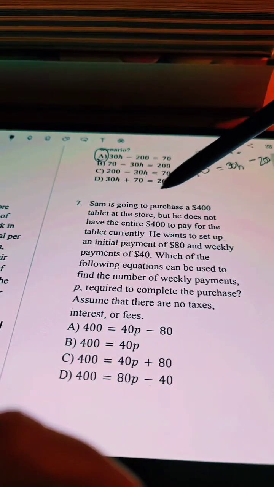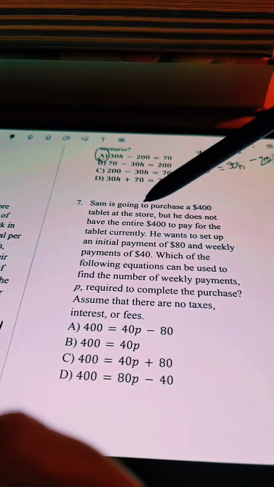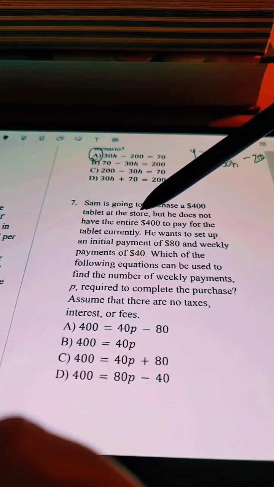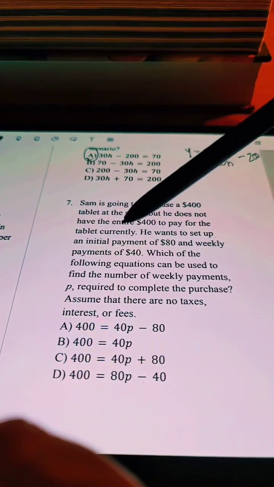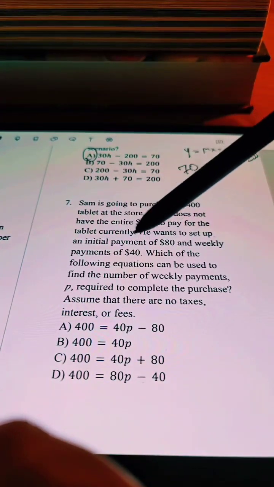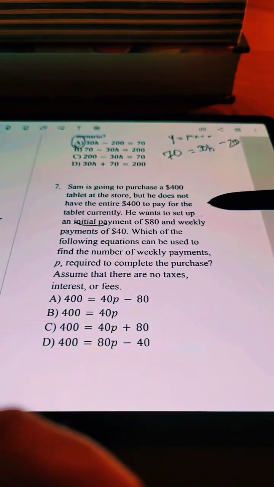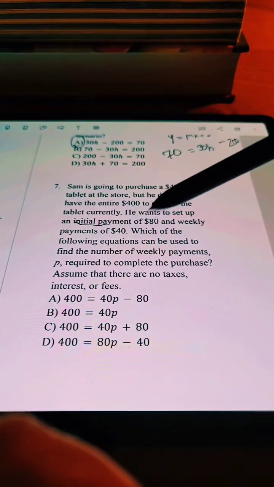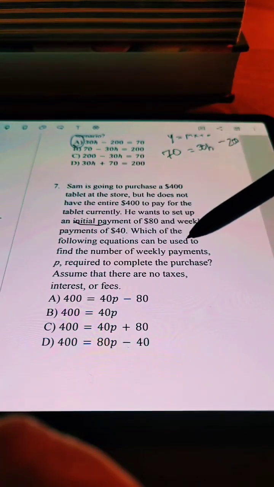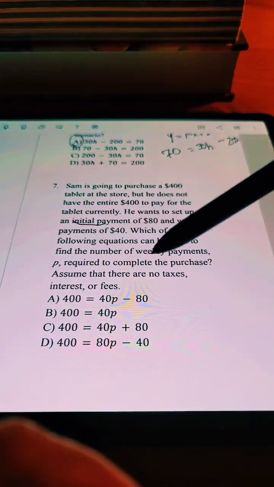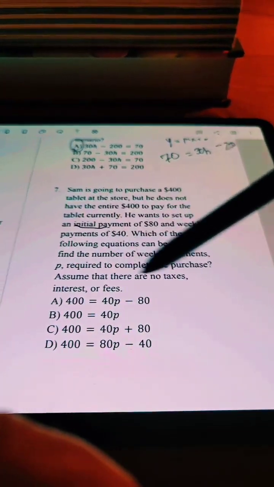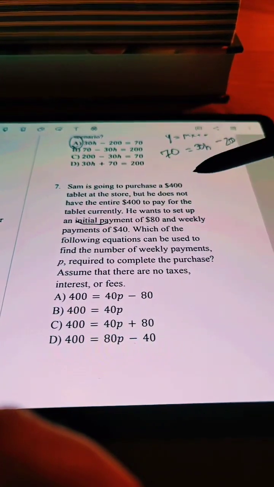So number 7, Sam is going to purchase a $400 tablet at the store, but he does not have the entire $400 to pay for the tablet. Currently, he wants to set up an initial payment, again, that word initial, you're going to see these keywords a lot, of $80 and weekly payments of $40. Which of the following equations can be used to find the number of weekly payments, P, required to complete the purchase? Assume there are no taxes, interest, or fees.